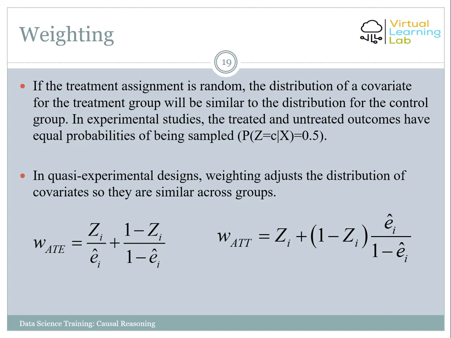Untreated individuals receive a weight that's equal to the odds of treatment, so it's the propensity score divided by 1 minus the propensity score. So for estimating the ATT, weighting is sometimes referred to as weighting by the odds, because you weight the untreated by the odds of the treatment.